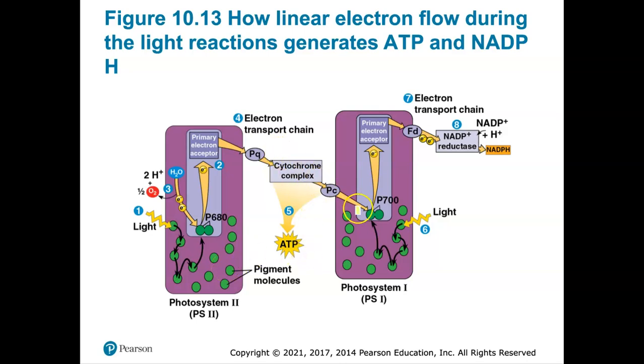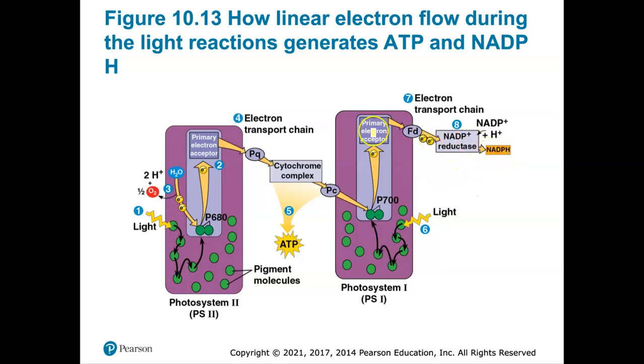Then that electron ends up in the chlorophyll A molecules of photosystem 1. Sunlight excites pigment molecules in photosystem 1, and whatever electron that you see bouncing around is going to replace the electron that leaves from the chlorophyll A molecules. But the electron is going to end up in the primary electron acceptor, and then it's going to be used to produce NADPH.